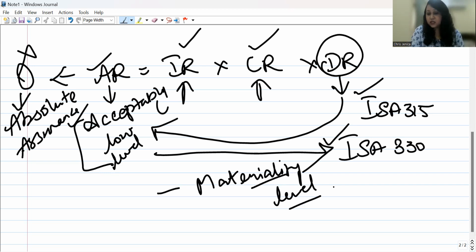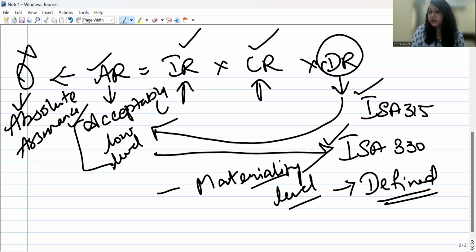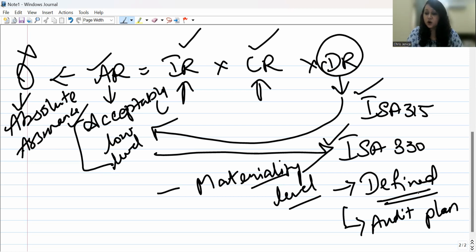Now, once you have defined the materiality level, you will be implementing the audit strategy. That is, you will be formulating an audit plan using the audit strategy. Okay. So hope till this it was clear. The audit plan I'll be covering in the next video. Before that, on materiality level, I have provided a complete detailed video on materiality level and also the performance materiality.